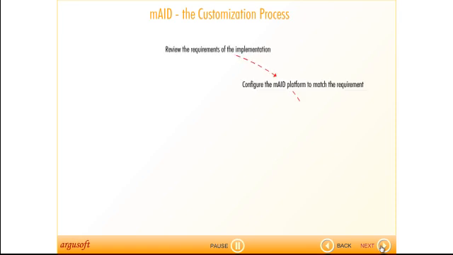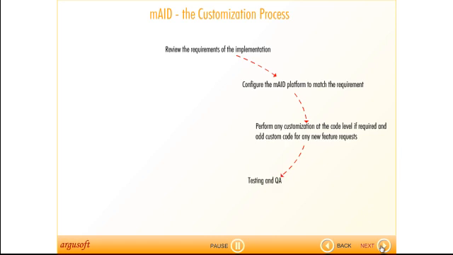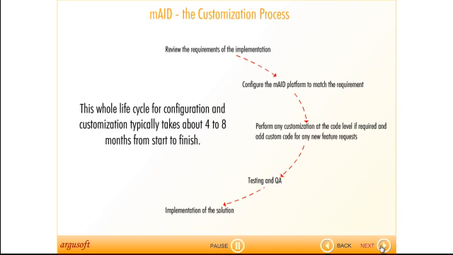MAID is a platform and can be customized to support any health initiative. In fact, it can be customized for any program where there is significant field level activity. The customization process starts with reviewing the requirements of the program. This is followed by the configuration, customization, QA, and testing cycles before the program can be implemented.